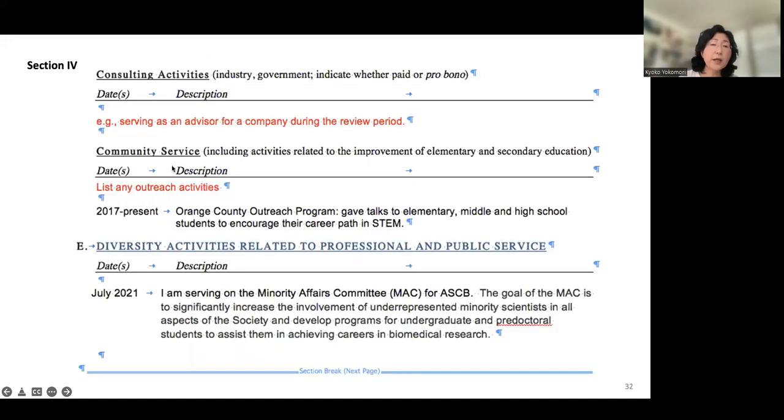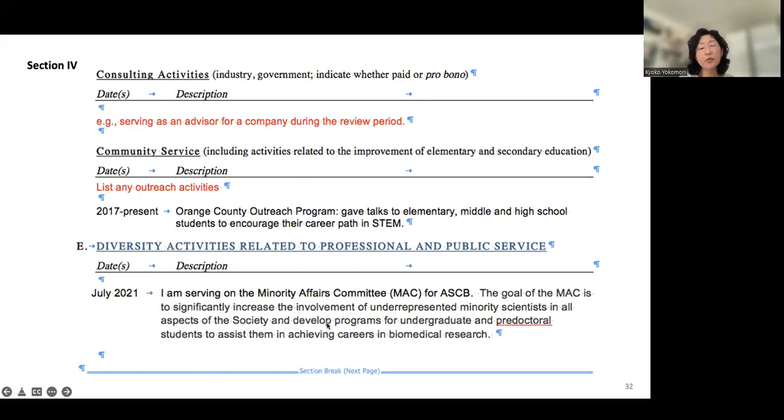All right. And then if you are serving as a consultant for companies, you can list it here and specify whether you're paid or pro bono. Community service is also very important. So if you give special lectures to the community or help with an outreach program, you should definitely list it here. And then there's diversity activity related to professional service here.